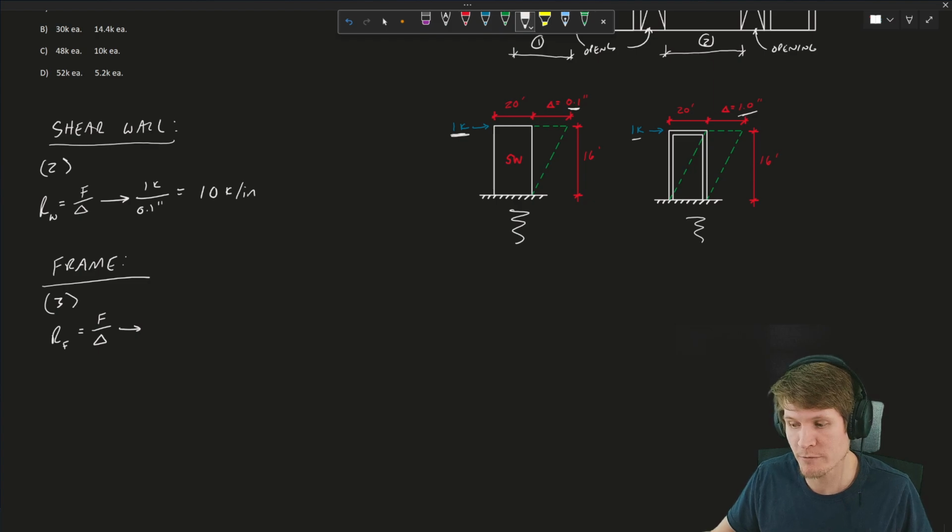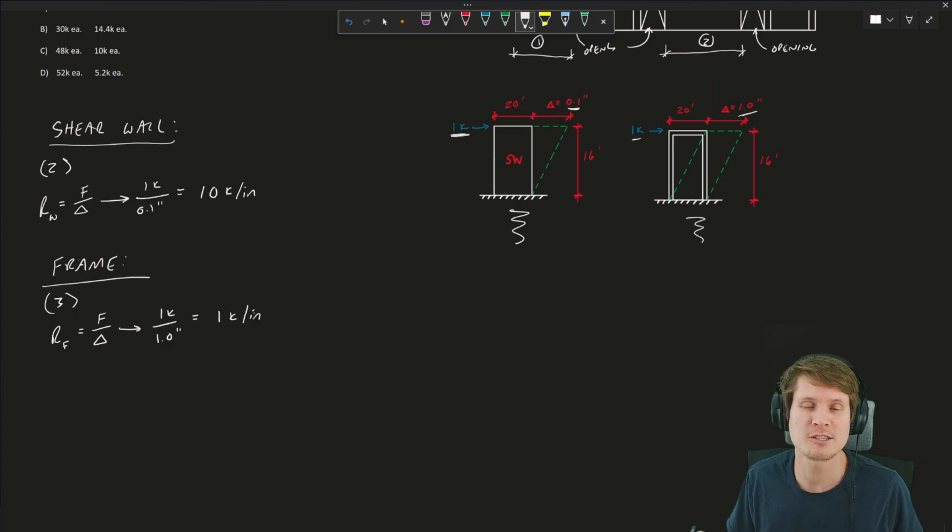Frames, moment frames particularly, are almost always more flexible than a shear wall. I guess you can make a really flimsy shear wall, and you can make a really, really stout moment frame and get the stiffnesses to work out where the frame is more stiff than the wall. But in almost all common building designs, your shear wall is really the most stiff vertical lateral system that you can choose as an engineer. And your moment frames are almost the least stiff systems that you could choose.